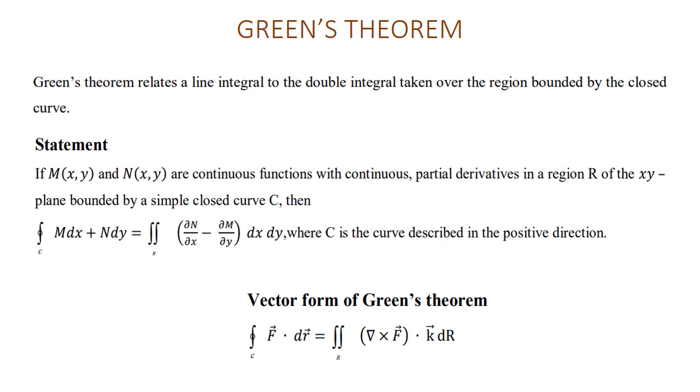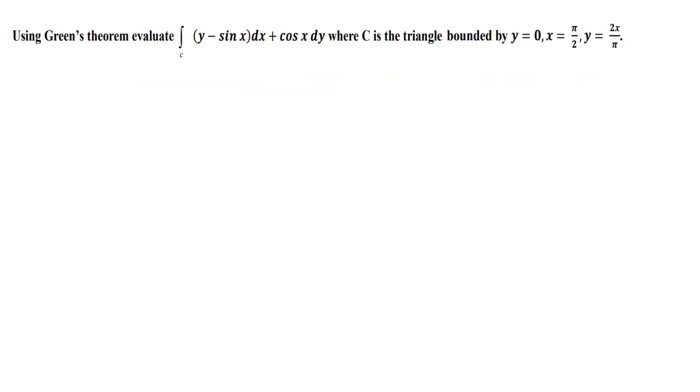Now the vector form of Green's theorem is the closed integral of the dot product of F vector and dr vector equal to the double integral of the dot product of curl F vector and k vector dR. Now let us see sums based on Green's theorem.